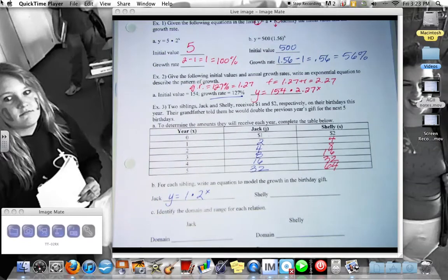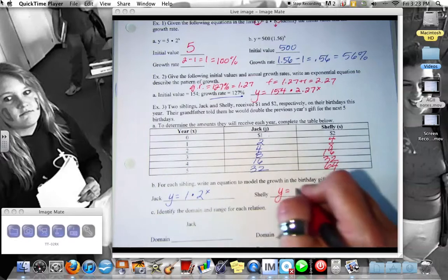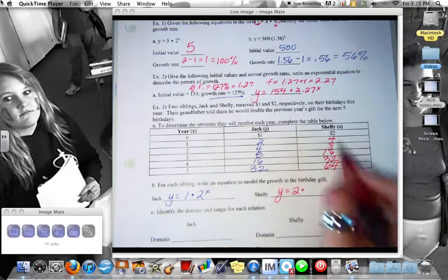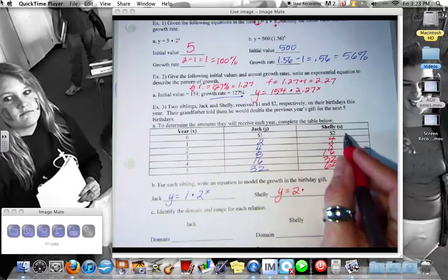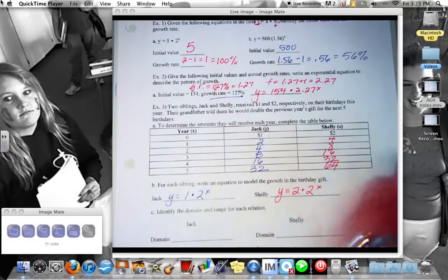For Shelley, she starts off with $2. Hers is also getting doubled. So the factor that we're multiplying each of these by is 2, and it's to the x.